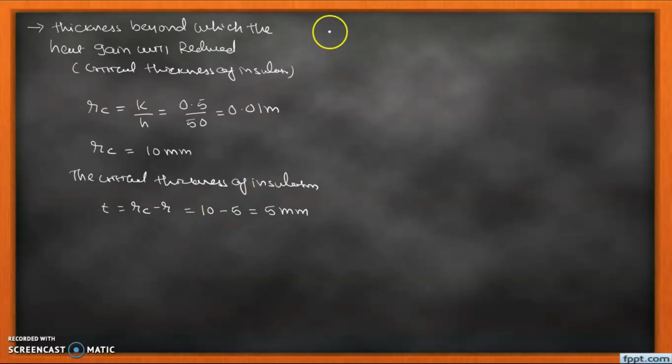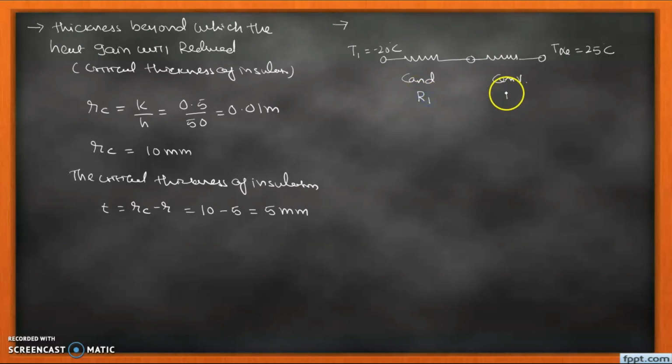Now students, we need to calculate the heat gain in all four different cases of thickness. First we discuss the case of heat transfer given here. We plot the electrical analogy for the given case. Here is the conduction resistance and here is the convection resistance. Here the temperature is T1, which is minus 20 degrees centigrade, and here the bulk fluid temperature is 25 degrees centigrade. We know that cylindrical geometry is given, so the conduction resistance is indicated by R1 and the convection resistance is indicated by R2.